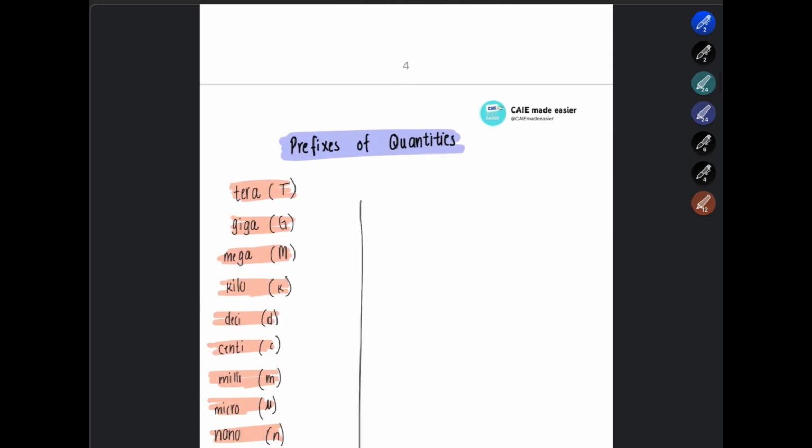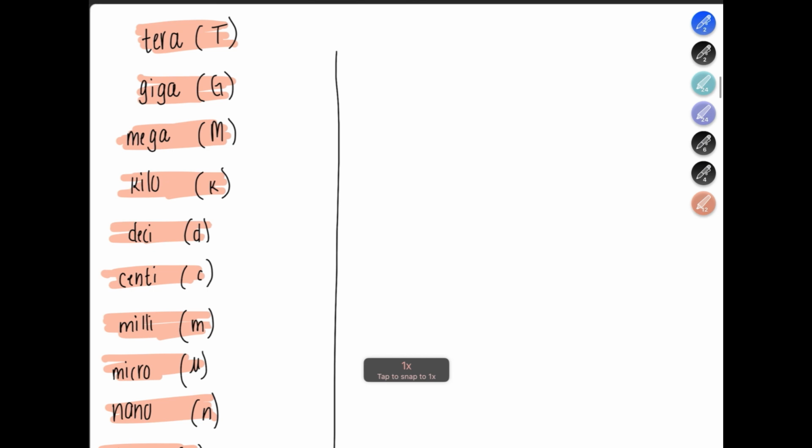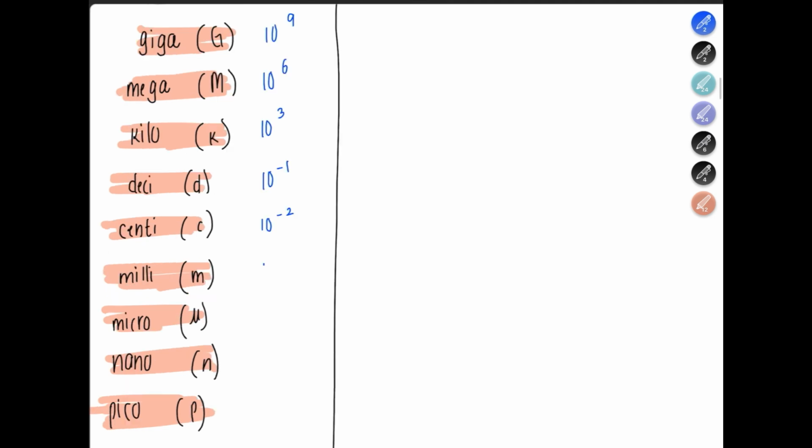Now let's move on to these prefixes or quantities, which are very essential for physics. You might already know them, so if you can, try to do this on your own first, and if you are done, let's see.